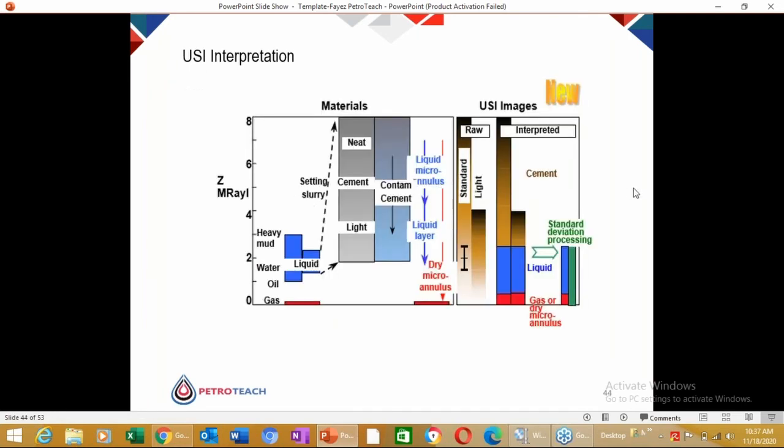Another point, in the USI interpretation, cement can be identified by its shade. If it is dark, it means it is raw cement, meaning we didn't add anything to this cement. If it is a little bit lighter, you added some additives, and if it is medium, it can be seen very clearly with the USI image.